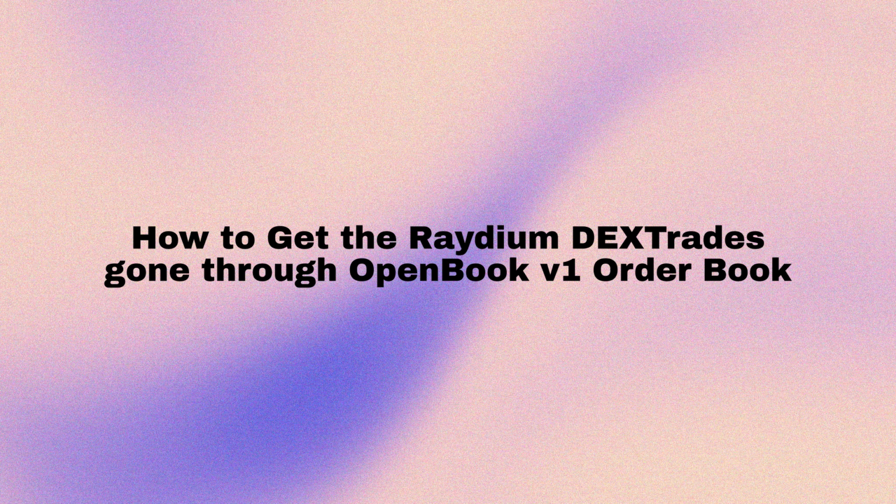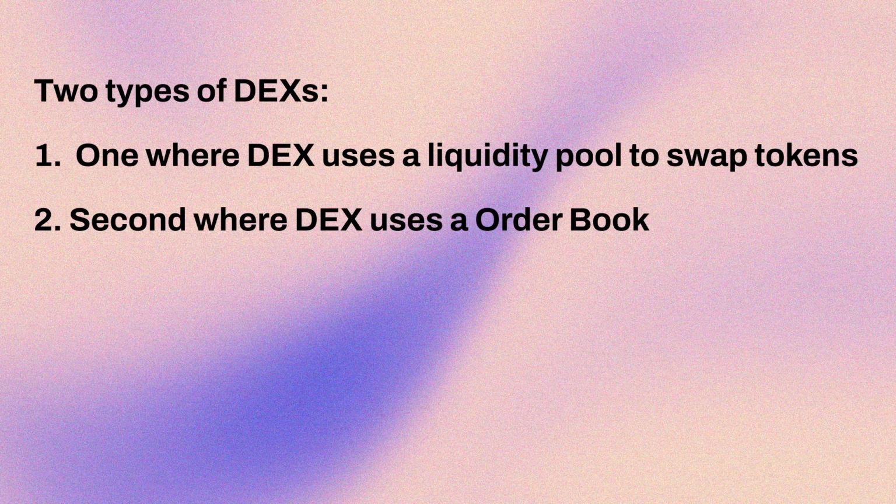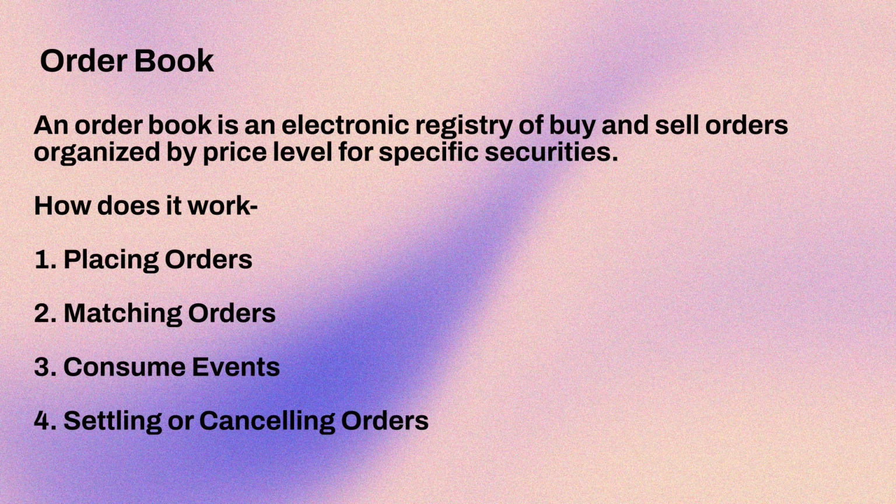So we are going to get Raydium DEXTrades which are happening through OpenBook V1 CLOB of Solana. CLOB is Central Limit Order Book. There are two types of DEXs. One where the DEX just uses a liquidity pool to swap tokens, and the second where the DEX uses an order book. An order book is like a digital document where you write buy orders and sell orders with their price and amounts, and then match the orders and then settle the funds to both the accounts associated.